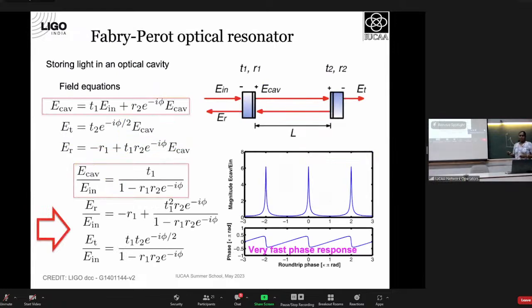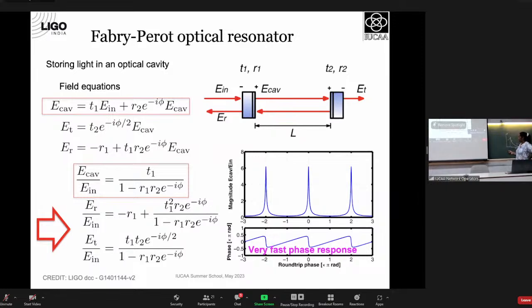But what does it do to the response? Because we had looked at the frequency response of a Michelson interferometer. Now I make it a Fabry-Perot Michelson interferometer, what we call FPMI. So what does that do? What will the frequency response look like?